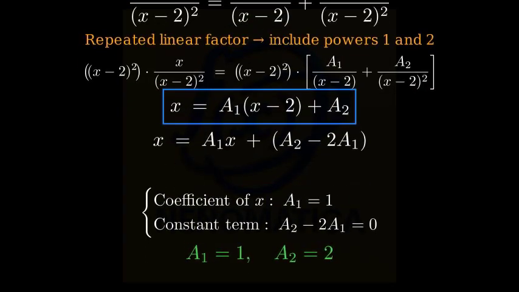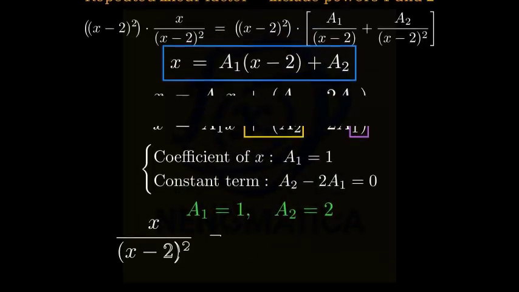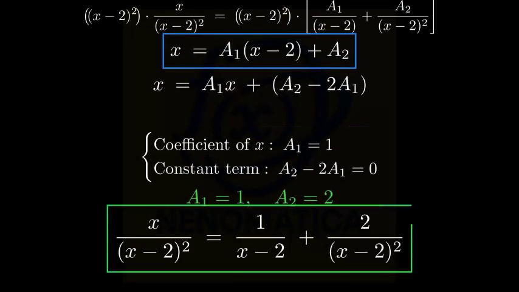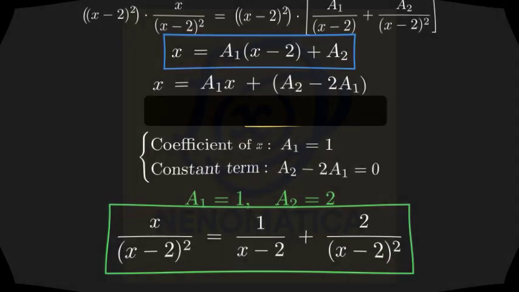On the left, the coefficient of x is 1, and the constant term is 0. Therefore, A sub 1 equals 1, and A sub 2 minus 2 A sub 1 equals 0. Solving gives A sub 2 equals 2. Substitute the constants back into the decomposition. We get x over (x minus 2) squared equals 1 over x minus 2 plus 2 over (x minus 2) squared.